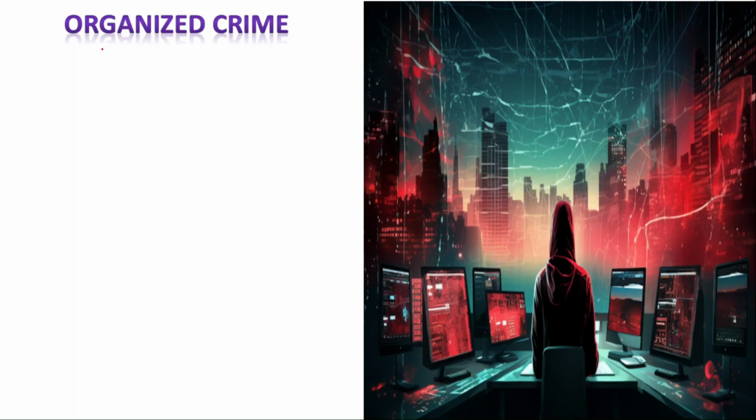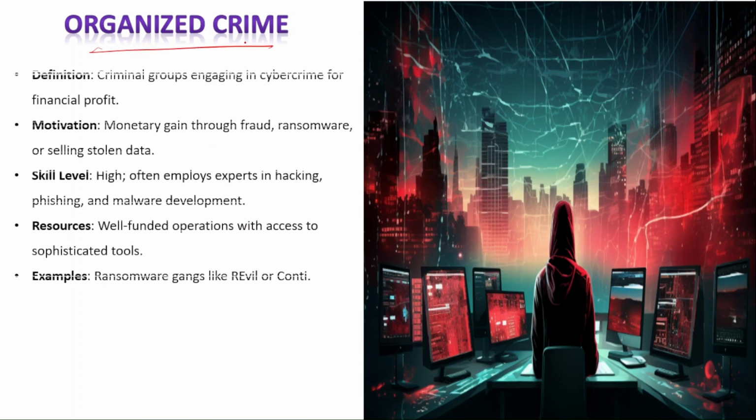So the next threat actor is organized crime. Organized crime groups are criminal groups engaging in cybercrime for financial profit. So their main motivation is basically monetary or financial gain through fraud, ransomware, or selling stolen data. And this stolen data, for example credit card data, is usually sold on the dark web. We will study the dark web somewhere in this course.